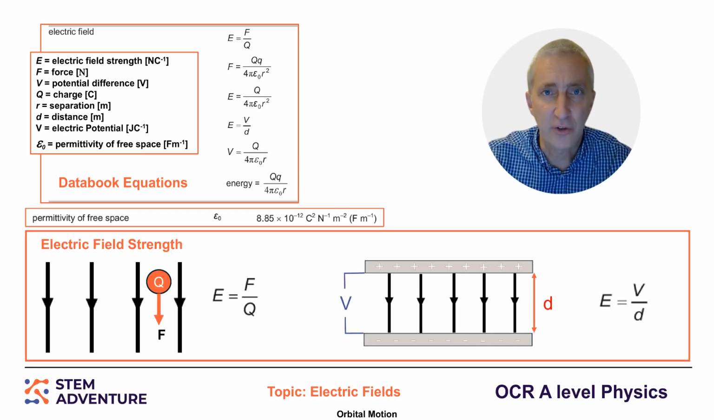Firstly, we can define the strength of an electric field E by the force per unit charge at that point. For a uniform field between parallel charged plates, the electric field strength is given by the potential difference divided by the separation between the plates.